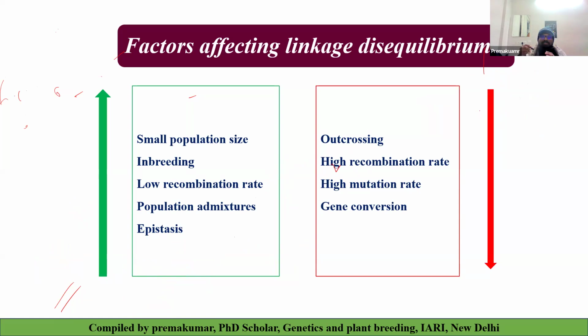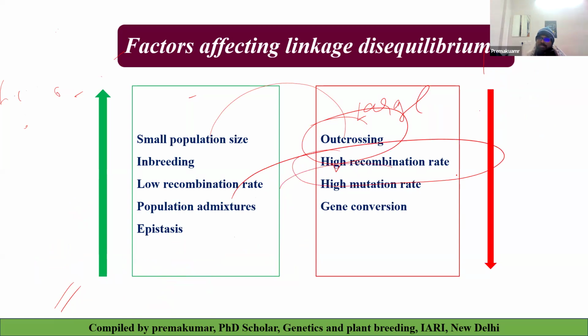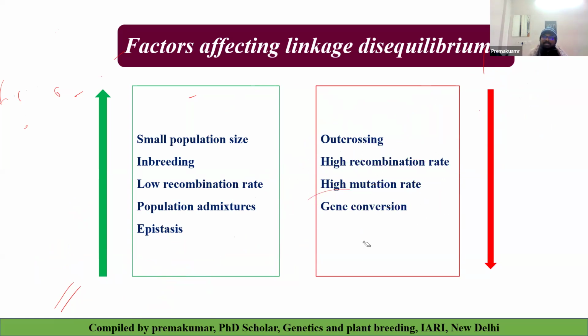Then when LD is very low, just you make the opposite. When the population size is very large, when there is so much outcrossing, when there is a high recombination rate, when there is a high mutation rate, when there is gene conversion. Gene conversion I will explain. Anybody know what is gene conversion? What is gene conversion?